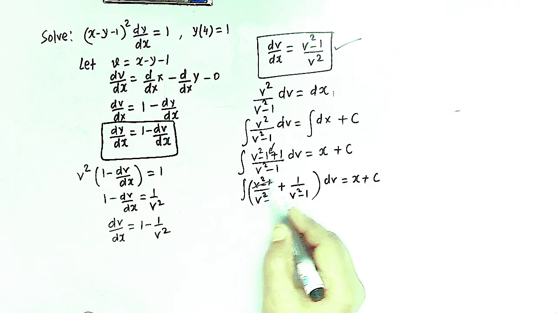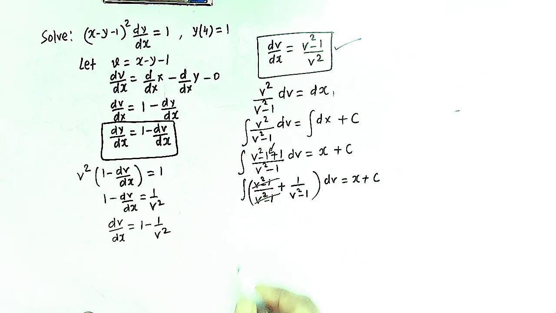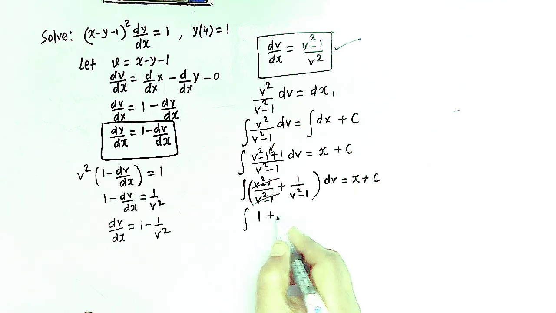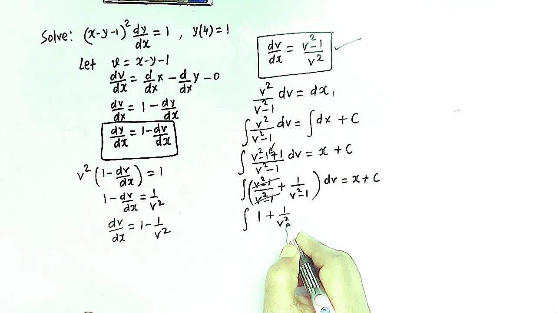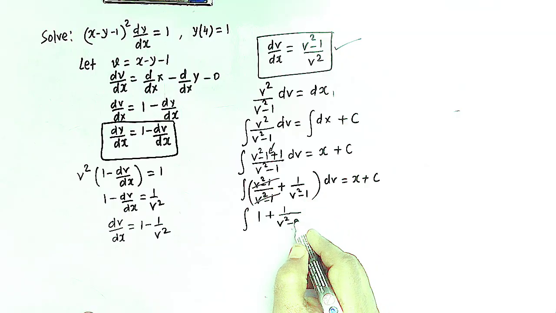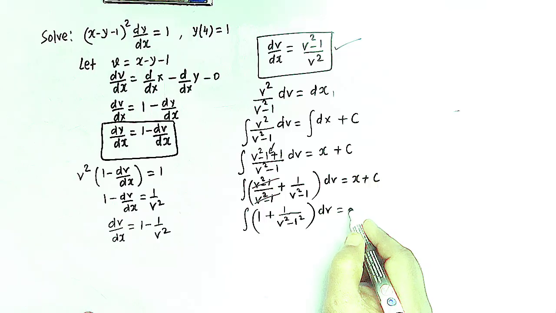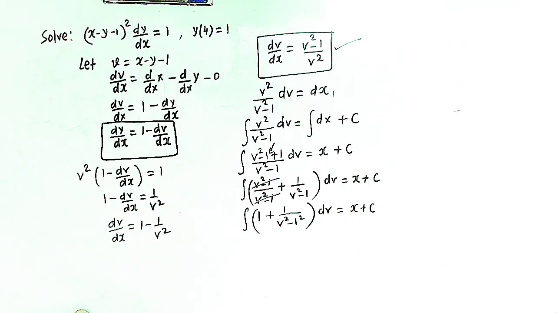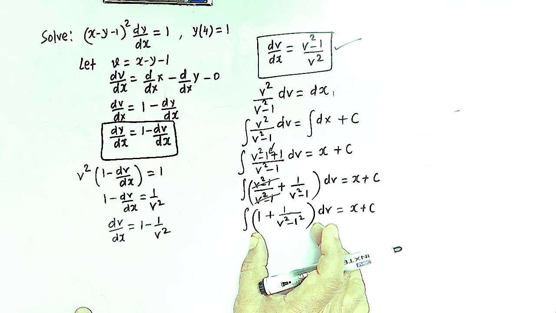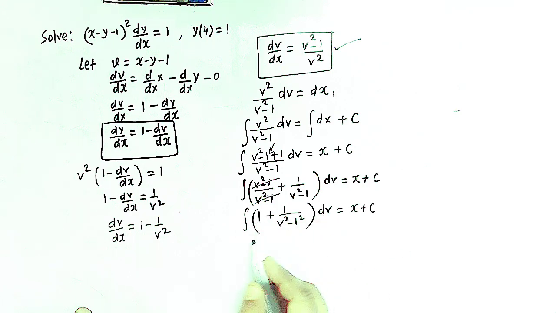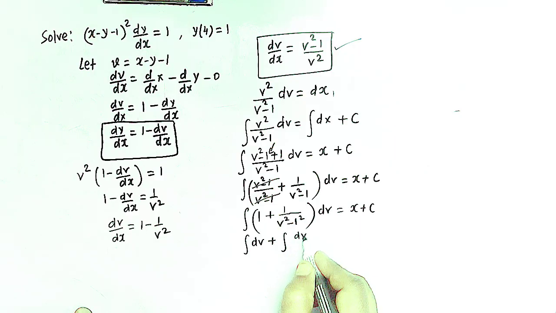So here v square minus 1 and v square minus 1 get cancelled, and here we have 1 plus 1 over v square minus 1. So 1 can be written as 1 square, and here we have dv and x plus c. So now we can easily find out the integral of this function, because here the integral dv, and here we have the integral dv over v square minus 1 square and x plus c.